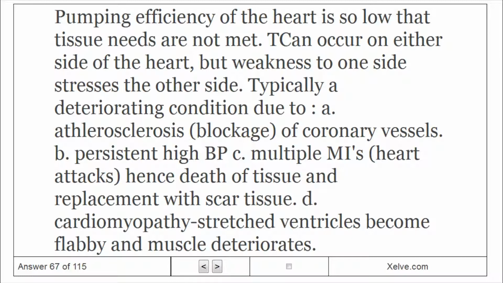condition. Due to: a. atherosclerosis, blockage of coronary vessels; b. persistent high blood pressure; c. multiple MIs, heart attacks, hence death of tissue and replacement with scar tissue; d. cardiomyopathy, where stretched ventricles become flabby and muscle deteriorates.